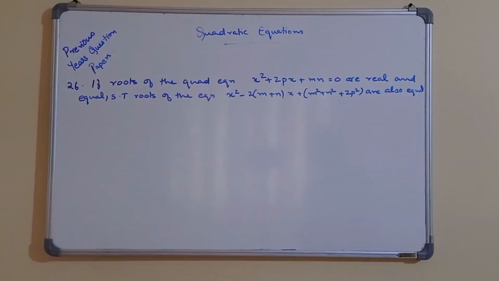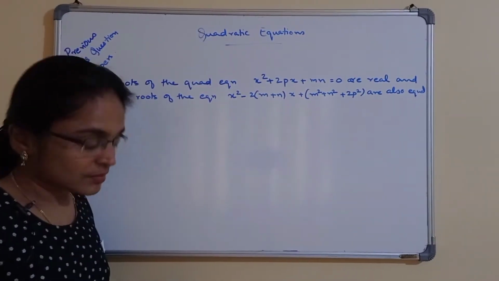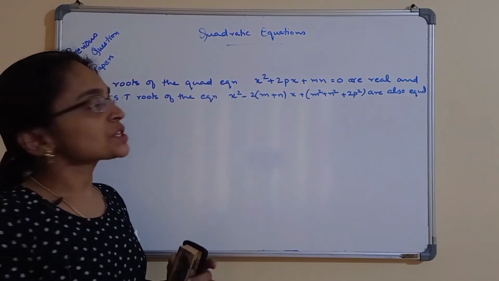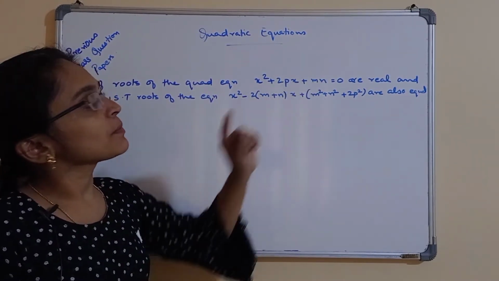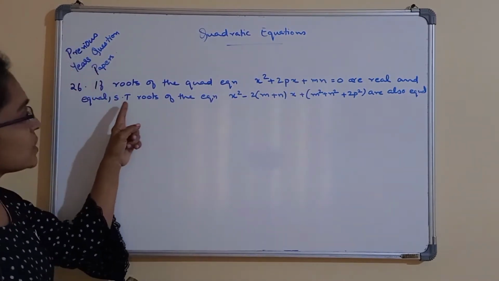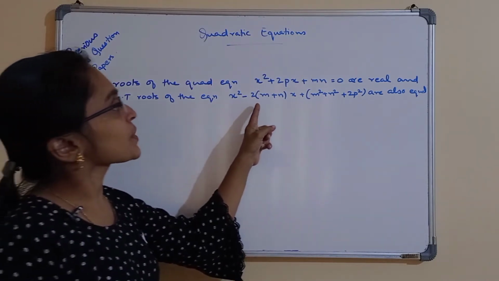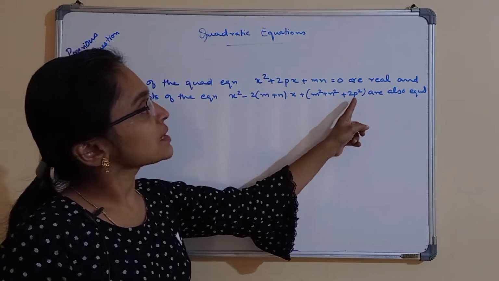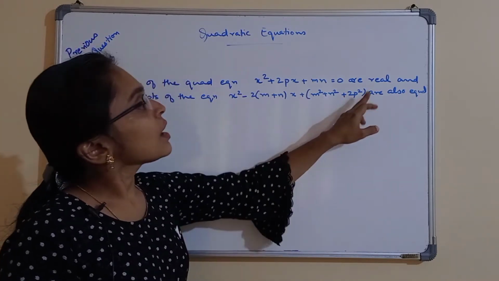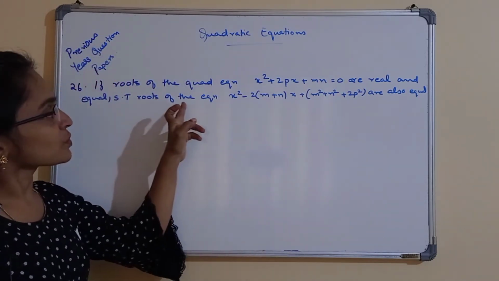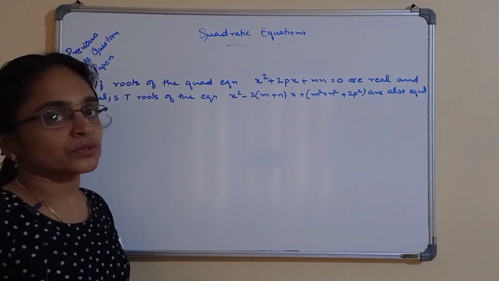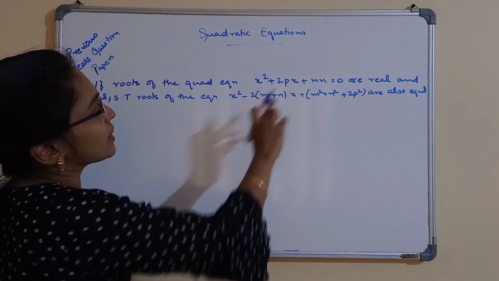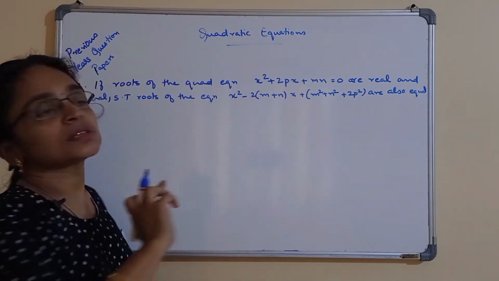Next one. If roots of the quadratic equation x² + 2px + mn = 0 are real and equal, show that roots of the equation x² − 2(m + n)x + m² + n² + 2p² are also equal. We have to show that roots of this equation are also equal, if the roots of the first equation are equal and real.